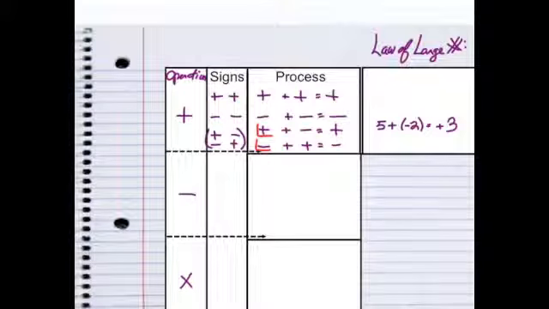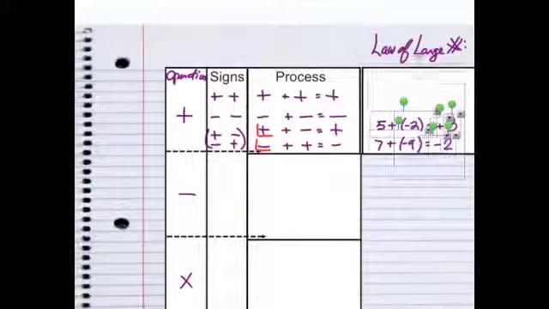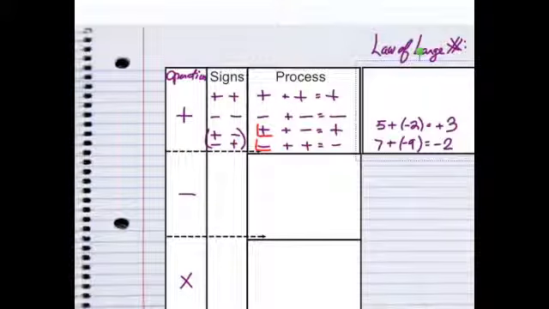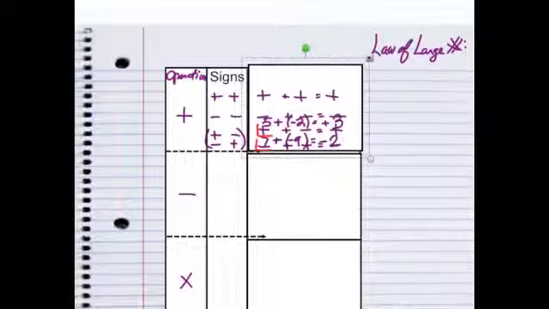Another example would say 7 plus negative 9. The negative 9 is my larger value, so my answer is going to be negative. However, I'm still going to start with the large number, which is 9, and subtract the smaller number, which is 7. So my answer is negative 2. Both of these problems really demonstrate the law of large numbers. So let's look at that. The law of large numbers is for adding and subtracting integers.